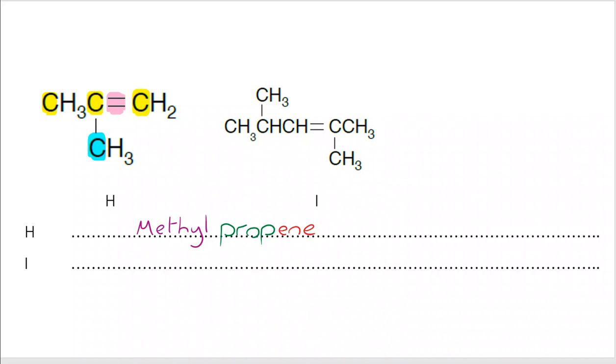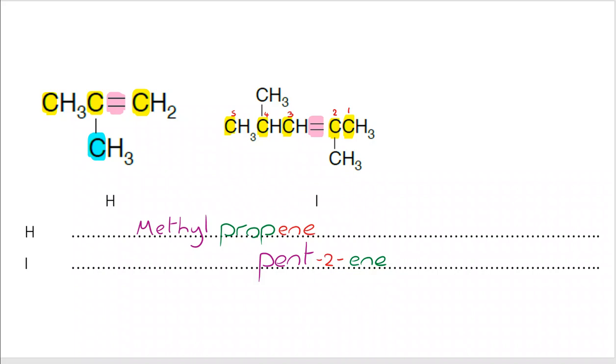Now on to the next one. I've got 5 carbons in a row. So that tells me that it's based on pent. It is an alkene, so it's pentene. But in this case, we do need to number where the double bond is. And it's in the number 2 position.